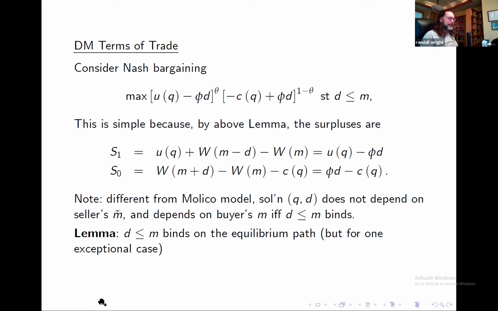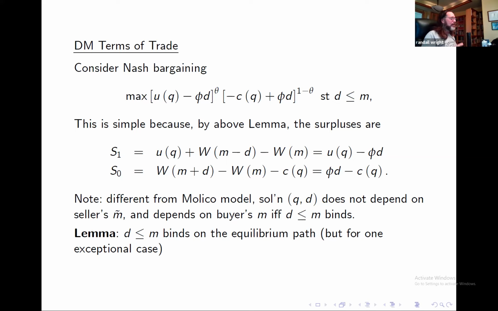Here's another lemma. This constraint binds on the equilibrium path, except for one exceptional case, which I will talk about later. And people either see this immediately or fail to understand it completely. The somewhat subtle aspect: it doesn't mean if you find yourself in a bar with $1 million, you're going to spend all your money. No. It means if you're going to only spend $20 at the bar, don't bring $1 million when you go out. If you're only going to spend $20, you should bring $20. Because then you could have saved on the labor supply or had more consumption in the last centralized market.